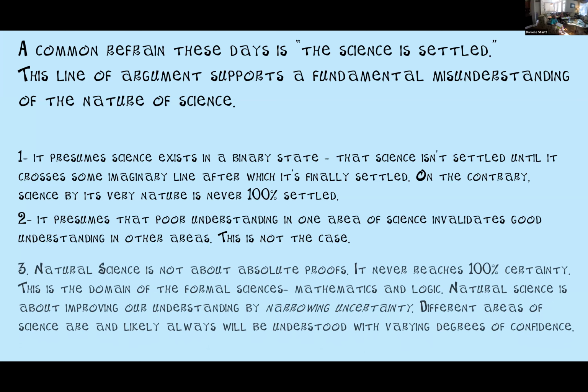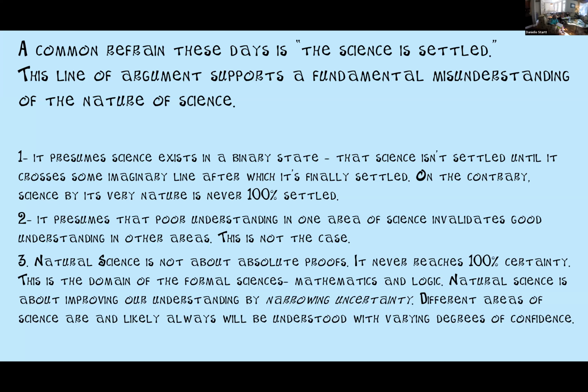And then lastly, and this is the big one, natural science, which remember was our physical and life sciences, is about narrowing uncertainty. Absolute proofs, those are your formal sciences. That is math. 2 + 2 is 4 always, right? Is it ever not 4? If you have 2 eggs and 2 eggs and you put them together, you have 4 eggs. It's always, always. That's a formal science.